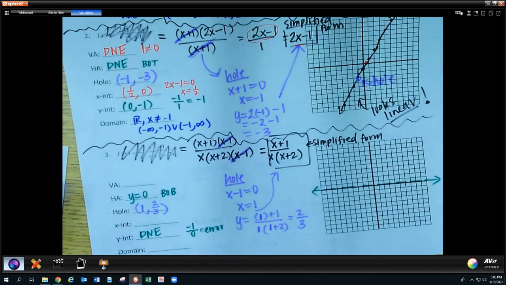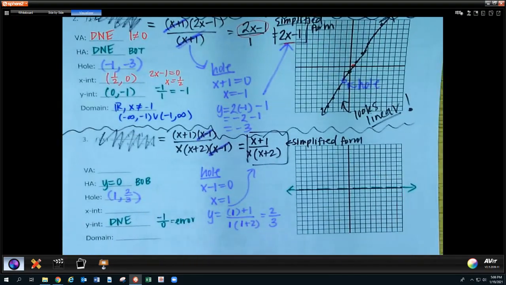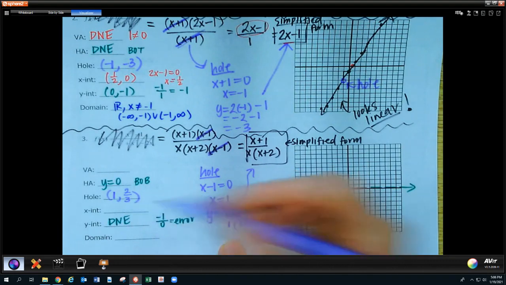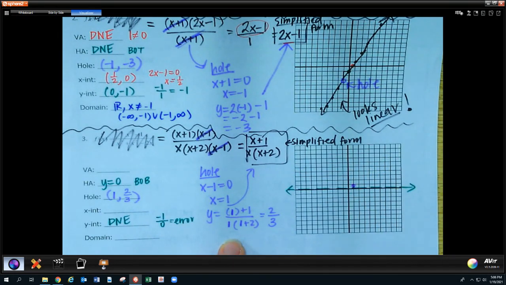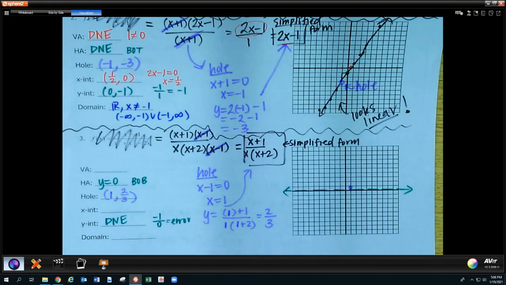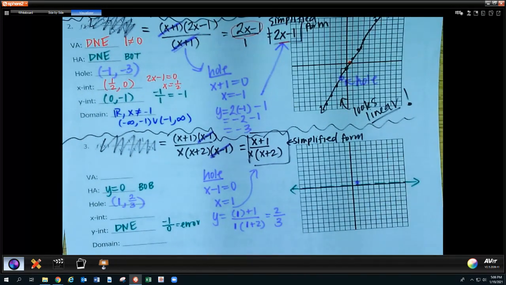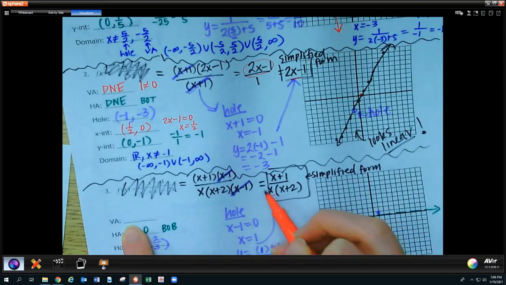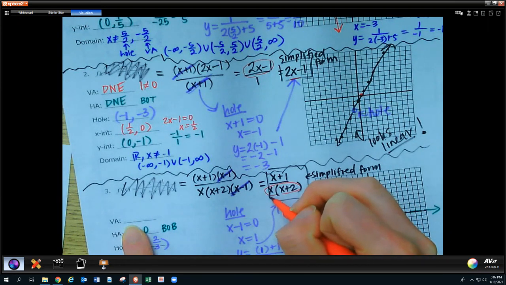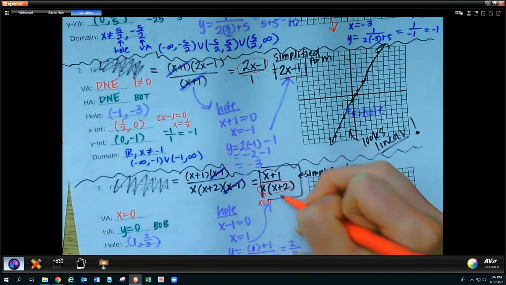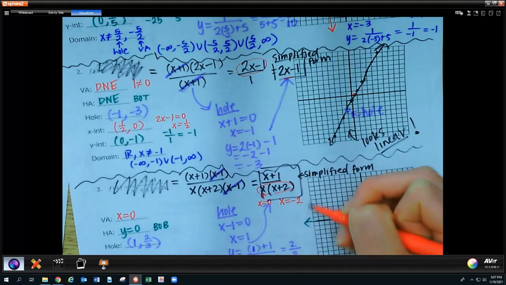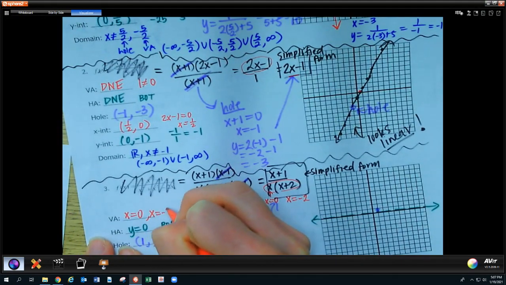Now that we have the hole, we can plot it: 1, 2/3. So that's right about there. It's an open circle right there. Now we are ready to find the vertical asymptotes by setting the bottom equal to 0. With this x, set it equal to 0, you just get x equals 0 as one of your vertical asymptotes. Set that equal to 0, you get -2 as your other vertical asymptote.